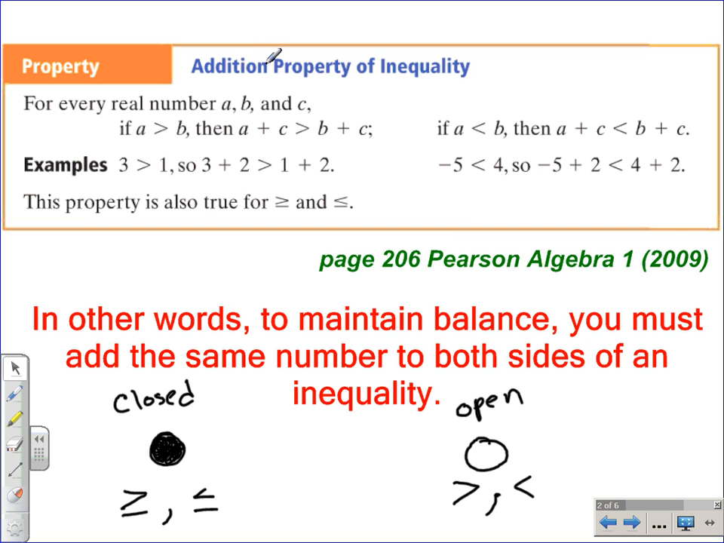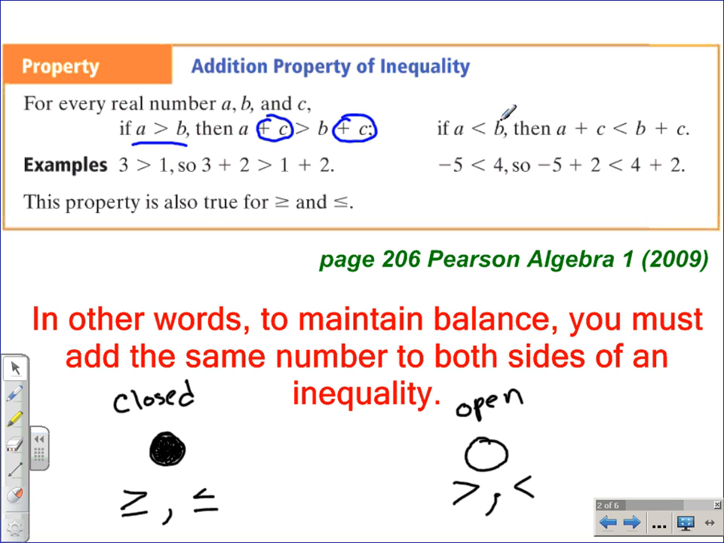It reads, for every real number a, b, and c, if a is greater than b, then a plus c is greater than b plus c. If a is less than b, then a plus c is less than b plus c. Let's take a look at what exactly is going on here. In this first sentence, we're given the inequality a is greater than b. In the second inequality, we still have the a and the b, but you can notice that c has been added to both sides.